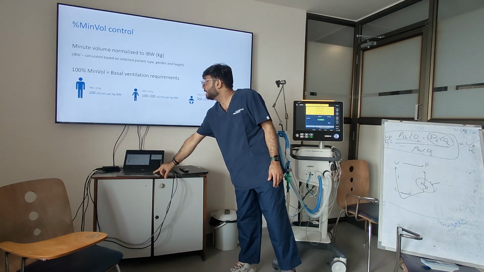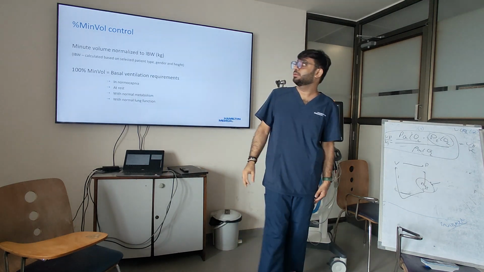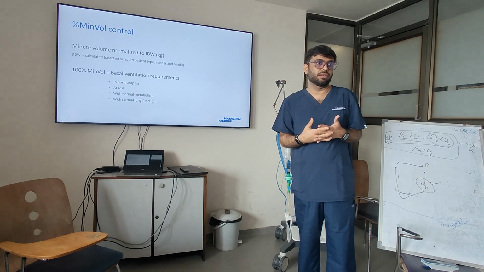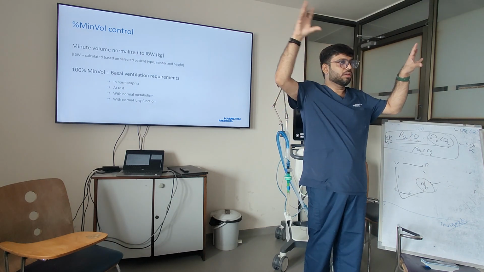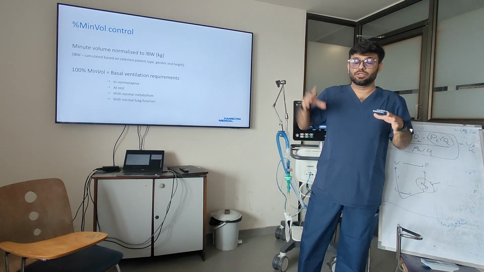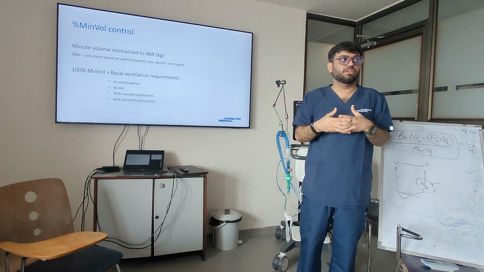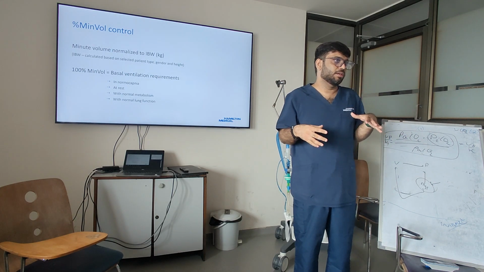Now exactly how it works is when you say percentage minute volume control. This percentage minute volume is exactly the minute volume normalized to the ideal body weight. Now this percentage option we give from 25% to 100%, and we ideally suggest to start with 100%, because 100% means the normal basal requirement of the patient in a normal person.